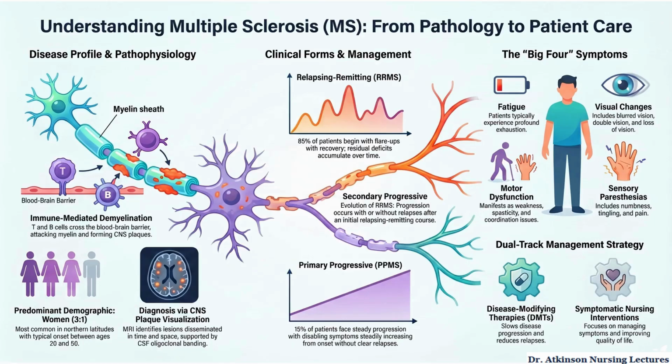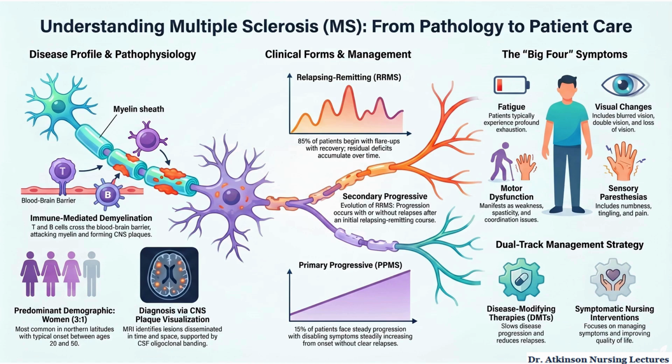Here are the major high-yield points to remember about multiple sclerosis. MS is an autoimmune demyelinating disease of the central nervous system. T and B lymphocytes cross the blood-brain barrier and damage myelin, slowing nerve conduction. The most common form is relapsing-remitting MS, but progression patterns vary. Classic symptoms include fatigue, visual changes, motor dysfunction, and sensory disturbances.